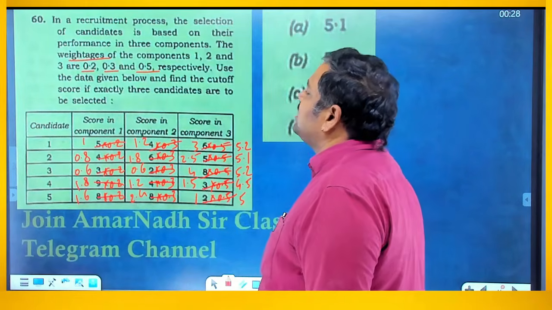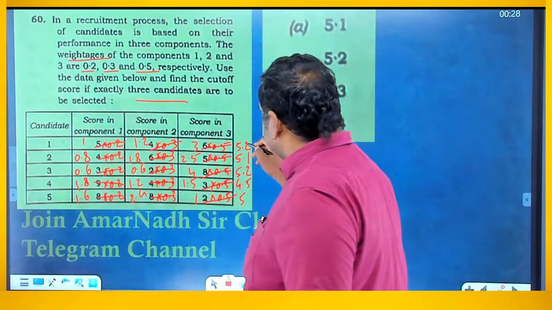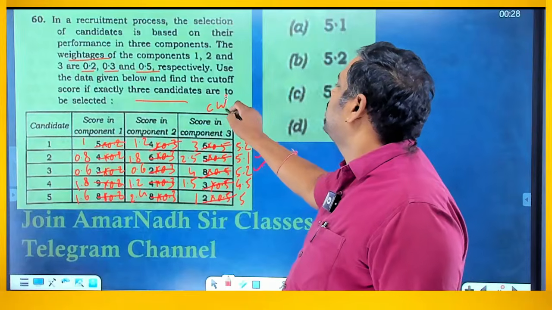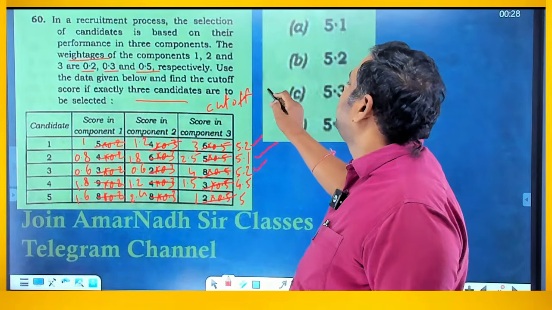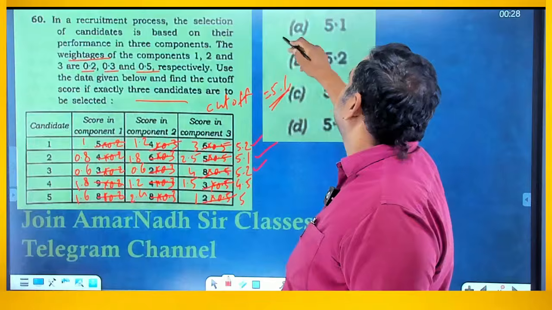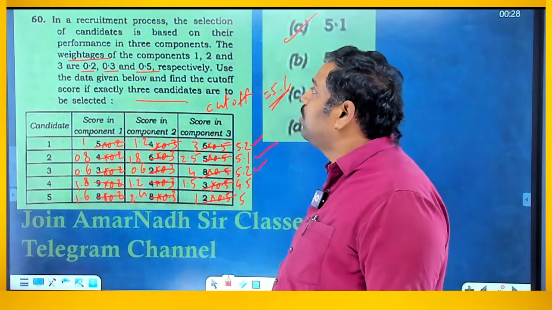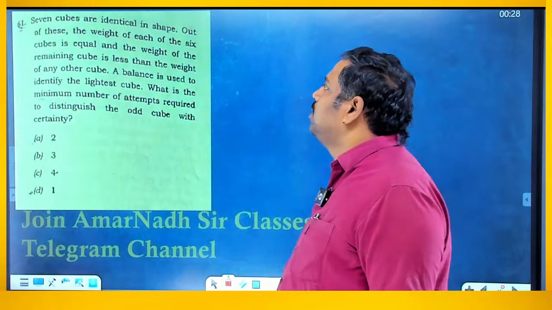Okay, how many candidates need to be selected? 3 candidates. Who are the 3? 5.2, 5.2, 5.1. That means the cutoff is how much? 5.1, the least one, na? 5.1. So which option is the answer here? A is the answer. Understand? This is the way that we have to go for the cutoff problems. This is the next beautiful one.